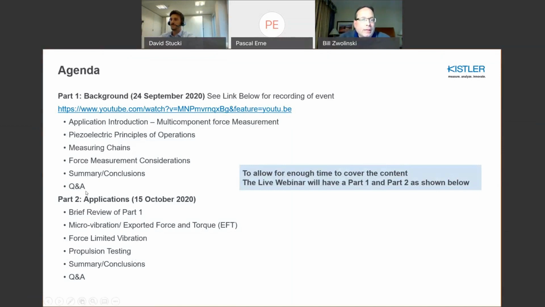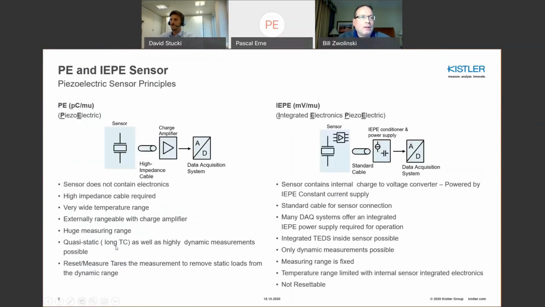There we go. Okay, so we're going to have a brief review and then go into some applications. Piezoelectric and IEPE technology, these are common terms used in piezoelectric. In the piezoelectric field, the sensor does not have electronics in it, whereas in IEPE, the integrated electronics piezoelectric, the sensor does have electronics in it. So we're going to be focusing mainly on the piezoelectric style of sensor in this presentation.